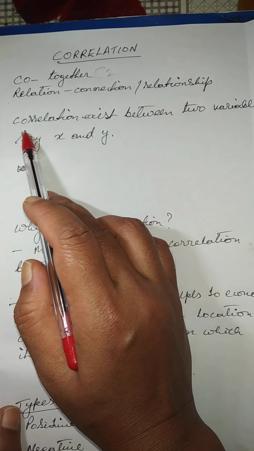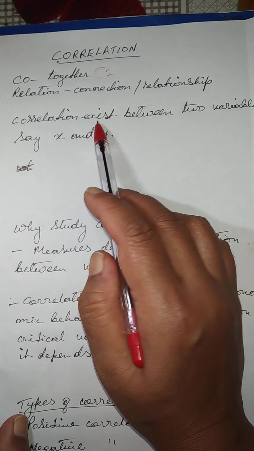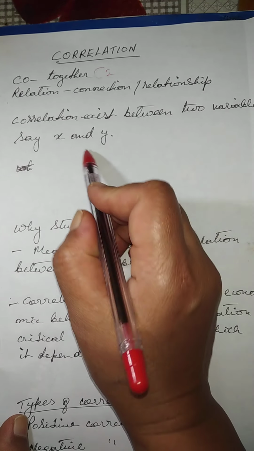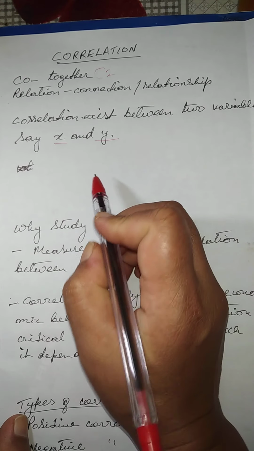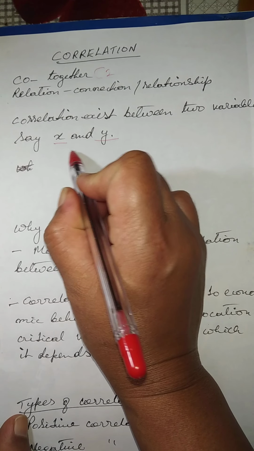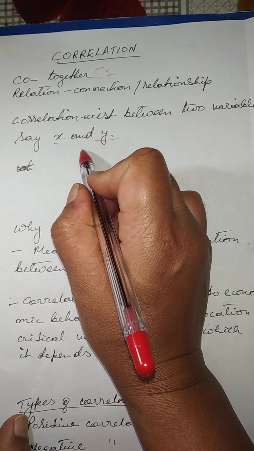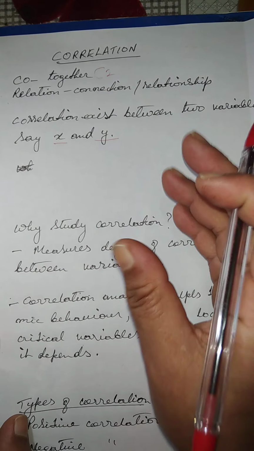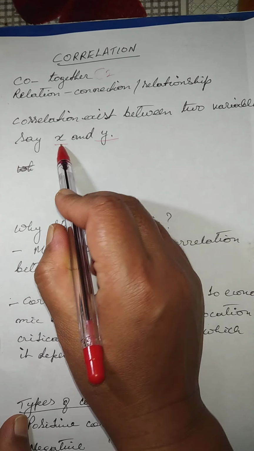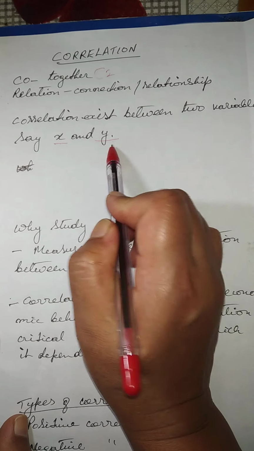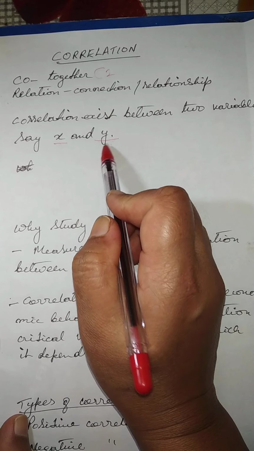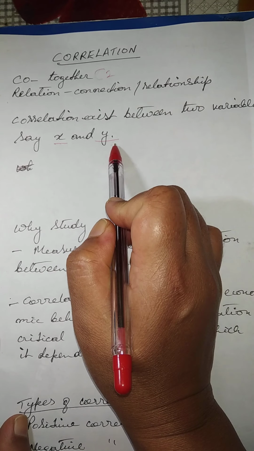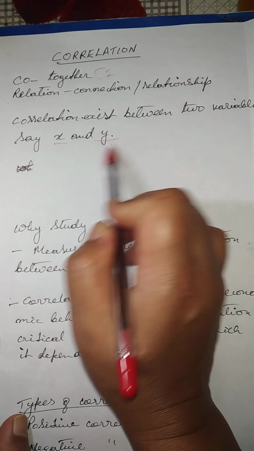So in statistics we say that correlation exists between two variables, say x and y. These two variables are correlated in some way, either positively correlated or negatively correlated. That means they are connected. Okay, the x and y are connected with each other in some way. Got it? That means sometimes y will depend on x and sometimes x will depend on y. Got it? That means they are connected.